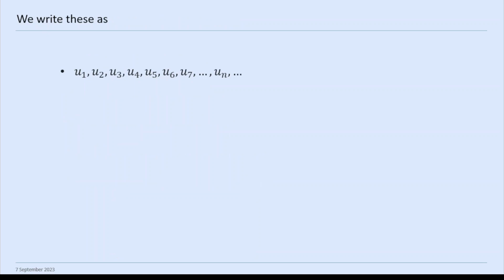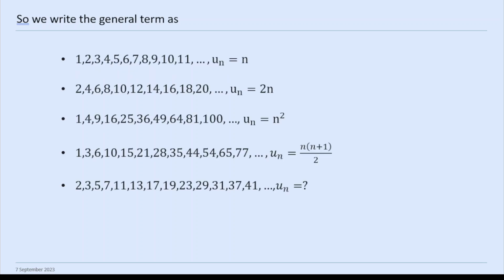So we write these as follows: U1, U2, U3, U4, U5. That's the kind of notation we use. And so in general terms, for the counting numbers, we'd write Un equals n, because for instance the fifth term is 5, the seventh term is 7. For the even numbers, Un is 2 times n. So let's say the fifth term is 2 times 5, that's 10. Or the seventh term is 2 times 7, that's 14.